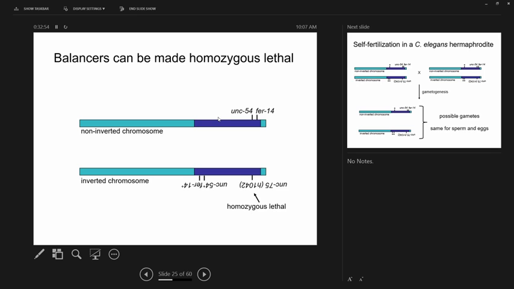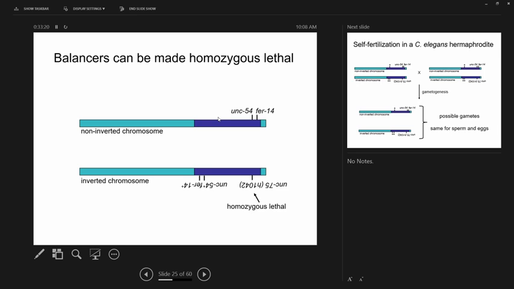That's exactly what's happening. The two mutations that I'm trying to maintain are complemented by the inversion allele. Meanwhile, the homozygous lethal here is complemented by this guy up here. Right.